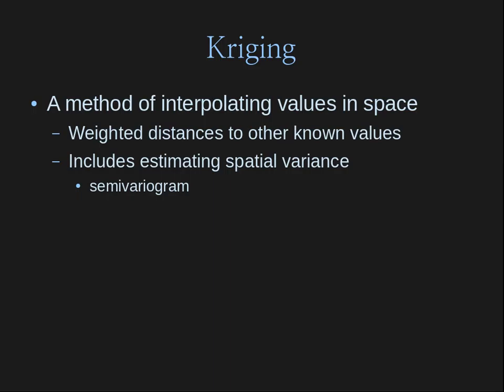Anyways, kriging is a method of interpolating values in space. If we have a bunch of spatial data and we know values at those locations, we can interpolate. We do this based on the weighted distances to other known values. As things are closer to you, we weight them in the interpolation higher than things further away, which kind of makes sense. Things that are closer to you should be more predictive of your value, if there is spatial correlation.